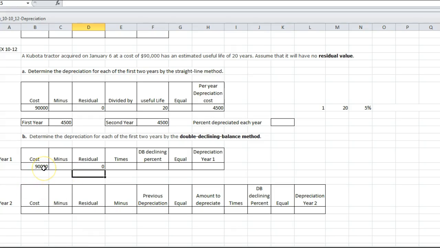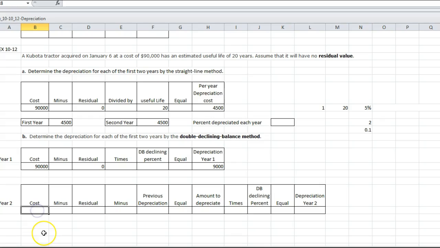So I now have 90,000 with no residual times the double declining percent. The double declining percent is double what the straight line percent is. So if I multiply that times 2, I'm going to come up with 10%, right? Makes sense to me. So instead of multiplying by the 5%, I now multiply by the 10%, and I come up with depreciation for the first year of $9,000. That's as hard as it gets there.